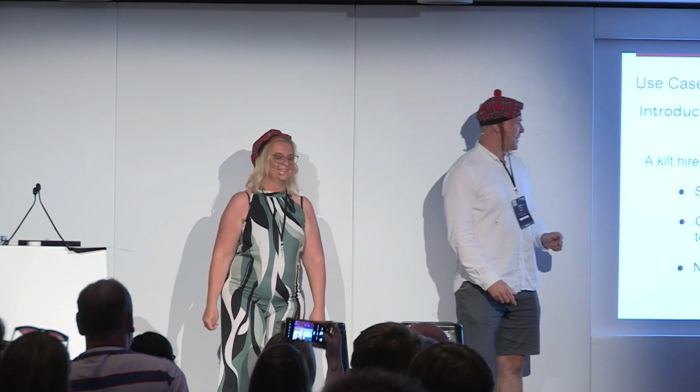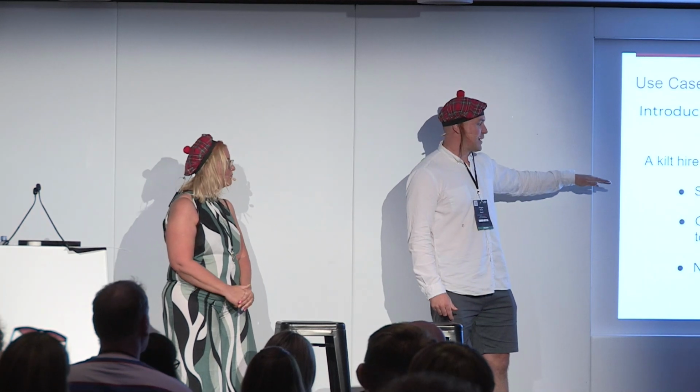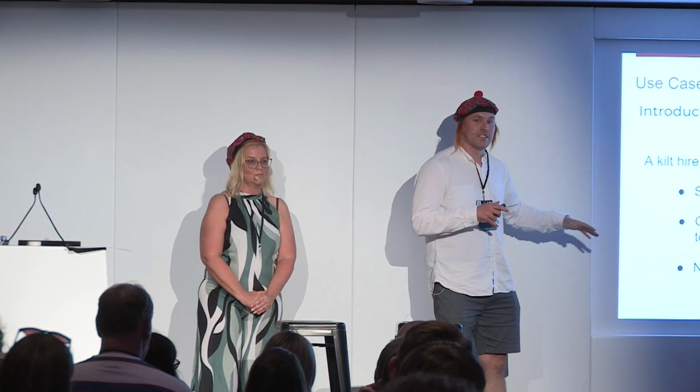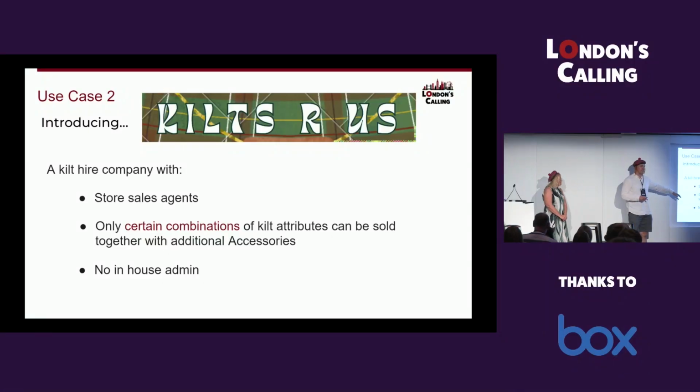And so this company's similar to the one that Claire explained there. They've got their sales agents. Only certain combinations of kilts, the kilt attributes, can be sold together. And once again, they had no in-house admin. So if their product mix changes, they don't want to be going into the setup menu or into the flow to configure their new product mix.